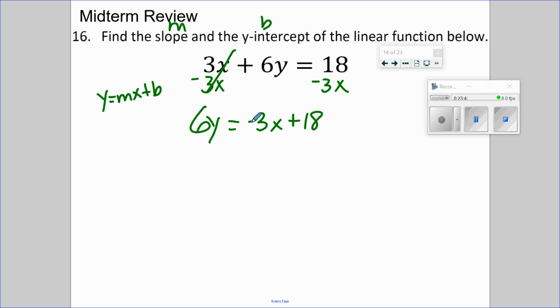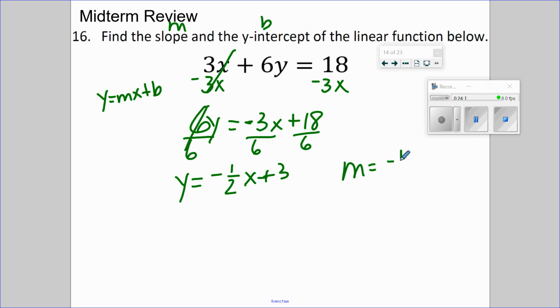A common misconception, students like to combine the negative 3x and the 18. You can't because they're unlike terms. Negative 3x has a variable, the 18 doesn't. It's a constant. Now I have to isolate the y. I divide every element or every piece of this equation by 6. So now I get y equals negative 3 over 6, which can be reduced to negative 1/2 x, and 18 divided by 6 is 3. So now I can identify my m is equal to negative 1/2, and my b is 3.